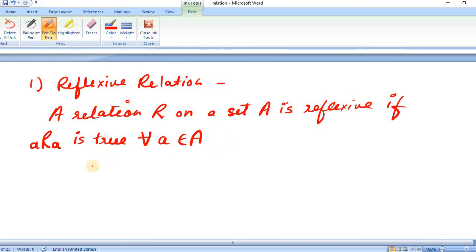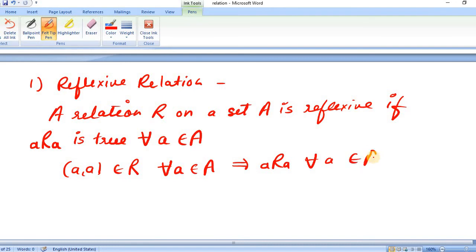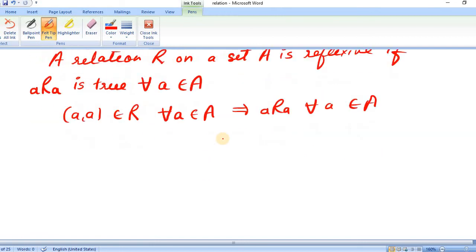Which means we can also write it in some other way, that is (A, A) belongs to R for all A belonging to set A, or it is also written as ARA for all A belonging to set A. So these are the multiple ways of writing the same reflexive relation. Now let us understand this definition with the help of an example.